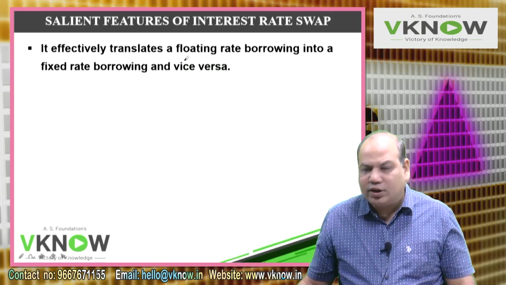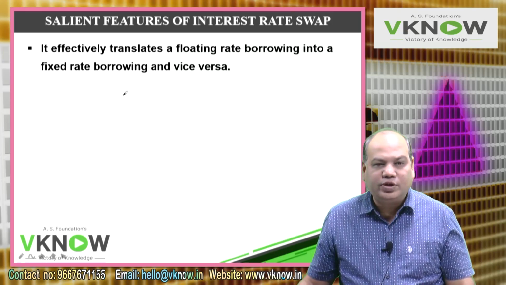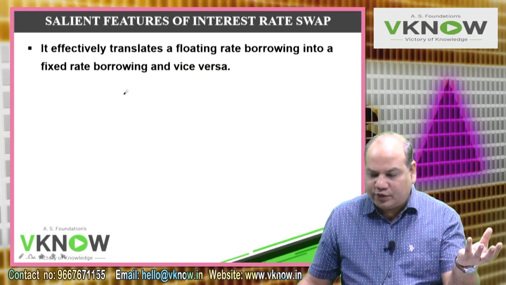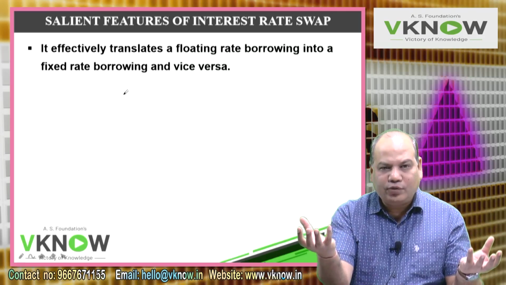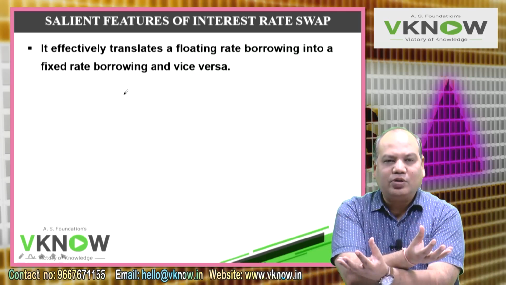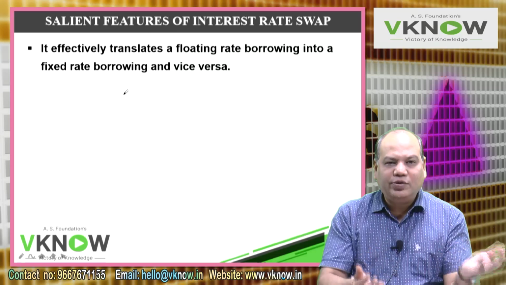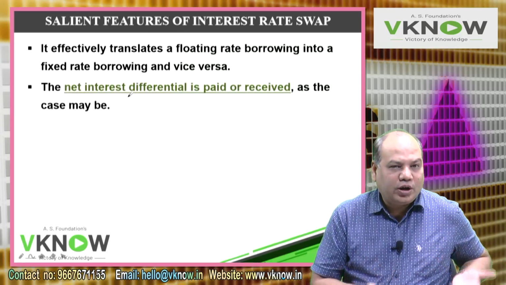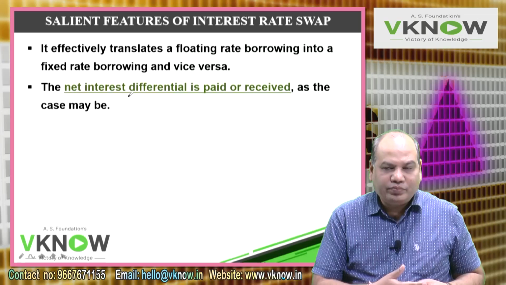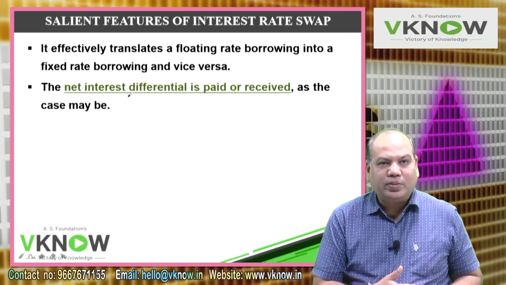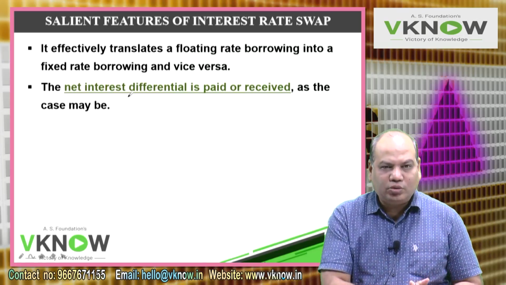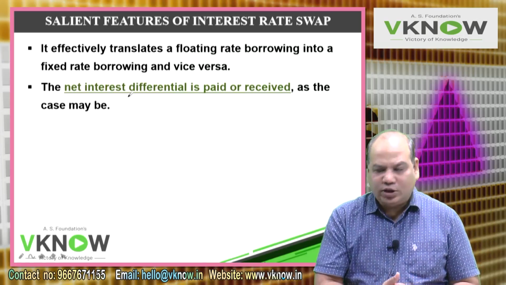It effectively translates a floating rate borrowing into fixed rate. One example I had given, A Limited has borrowed at fixed rate, B has borrowed at floating rate, and they swap their interest obligation. So effectively A is now paying floating rate, B is paying fixed rate. Useful for those companies which have borrowed at fixed rate, but now think they should have gone for floating rate because market interest rate is falling. So instead of repaying the original loan, they can just swap their interest obligation.